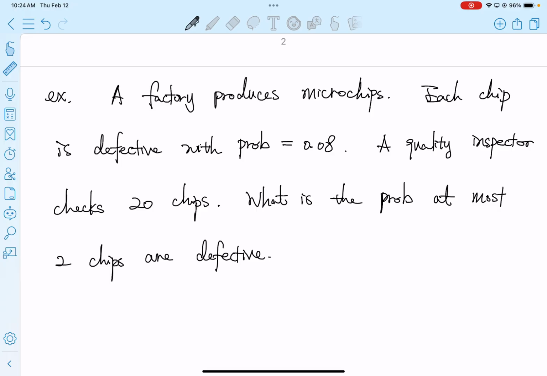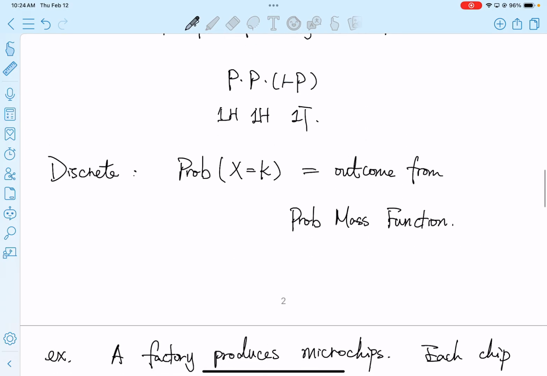That means we can calculate the probability by using the probability mass function from the binomial distribution. So up to here, we recognize that the probability mass function of the binomial distribution can handle the random behavior. And to calculate the probability, we know that the probability is just equal to the outcome from the probability mass function. So we can use the mass function to get the probability.